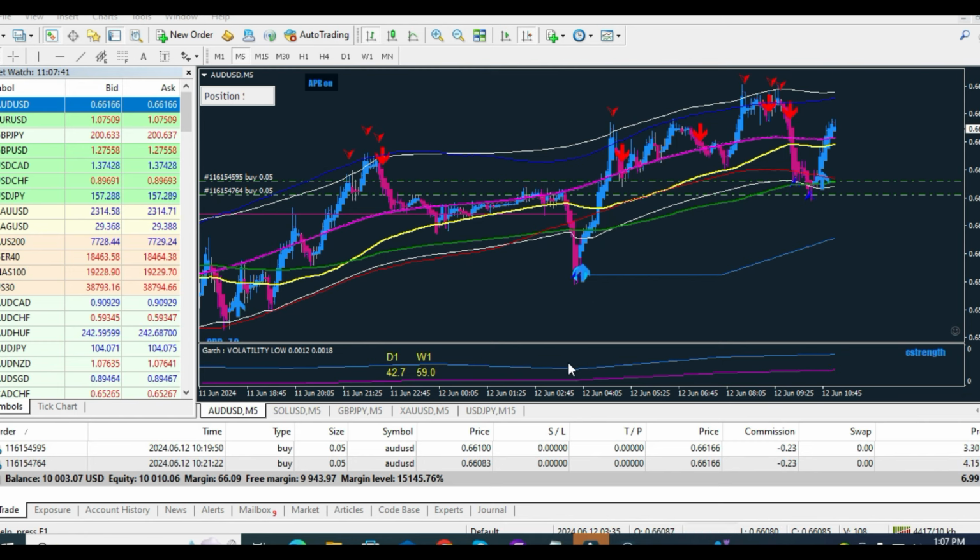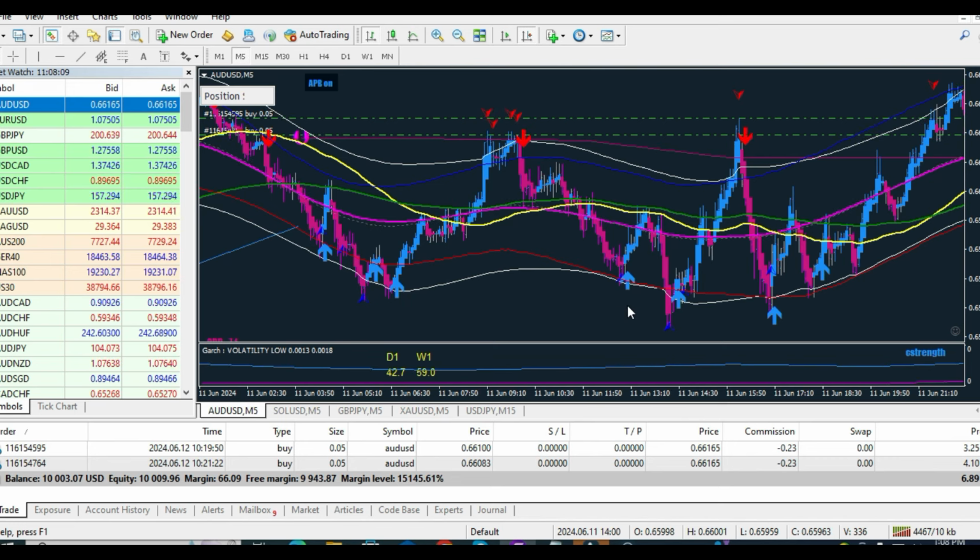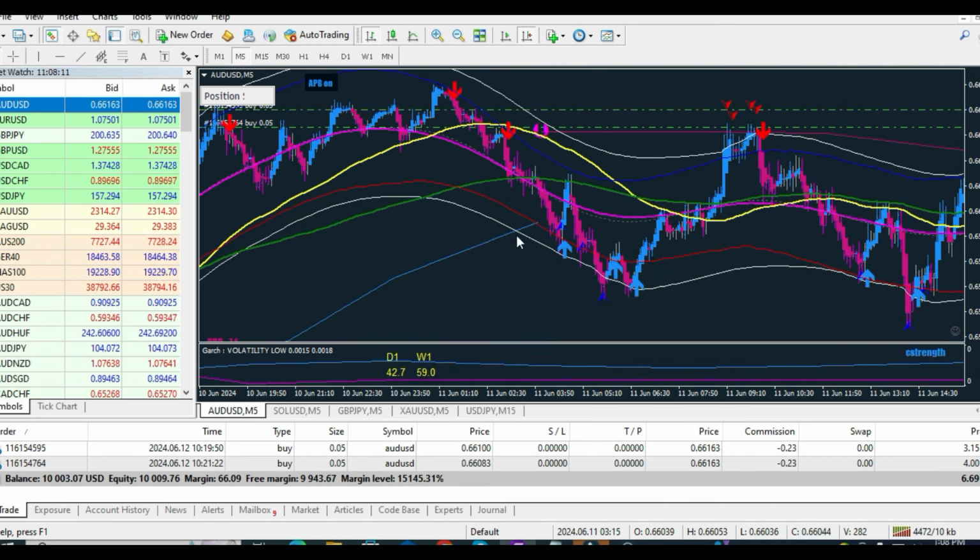When this blue line is upside and the purple line is below, that means that is your buy trend. You can take your buy position from this point and book your profit here. Another buy position, and book your profit here. Like the previous one, when this is the purple line, that means you go for the sell position. Like this sell position, you book your profit. Like this sell position, you book your profit here. And like this one sell position, you book your small profit.